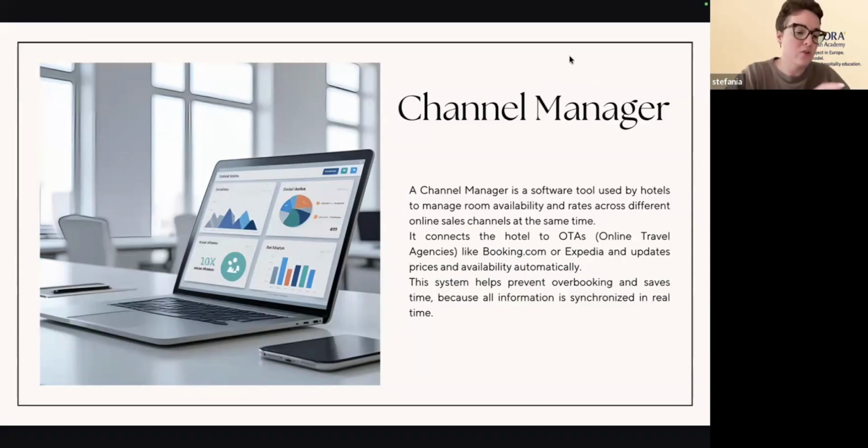So you can also manage availability, avoid overbooking, and then, for example, put the minimum stay. In the resorts, minimum stay is 1 week. So if you set 1 week minimum stay for your hotel, it is going to share this information with all OTAs. OTA is an online travel agency, for example, booking.com. I think it's the most important online travel agent.